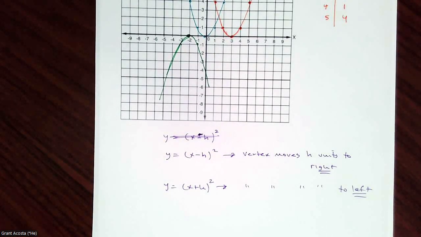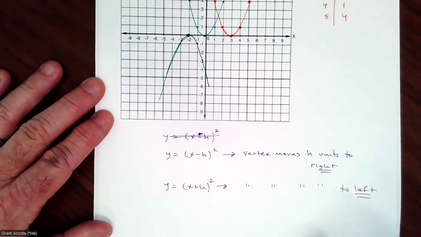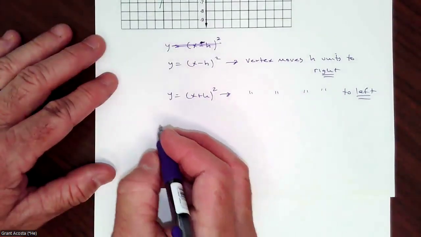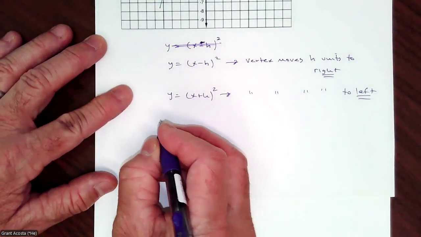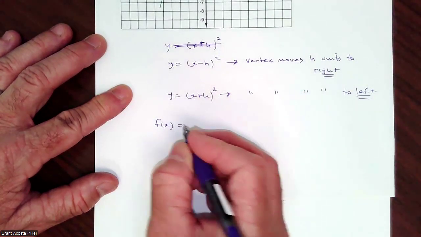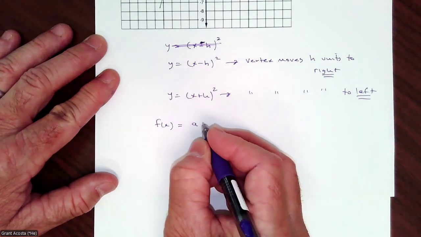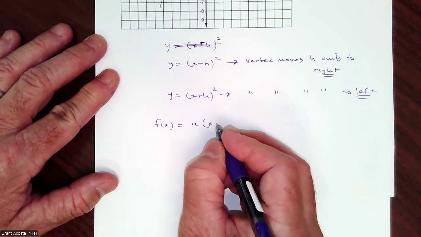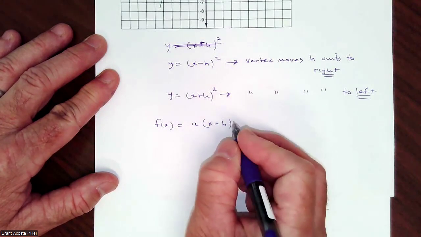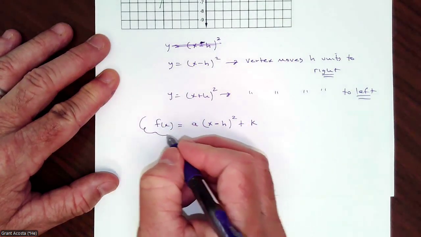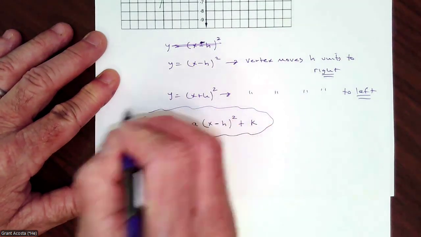Okay. If we put this all together, these are pretty much all the things that you can do with a parabola. So let's come up with a general formula for this. Any parabola could have all of these different transformations. You could have a number in front. It could be x minus h squared. It could be some number at the end there. This is a general formula for a parabola.